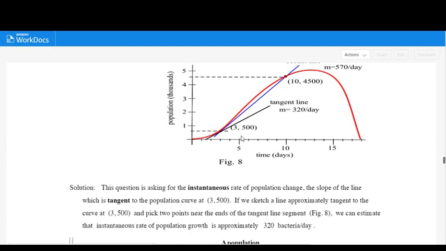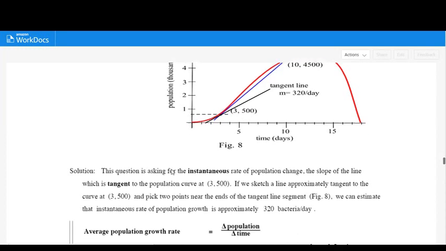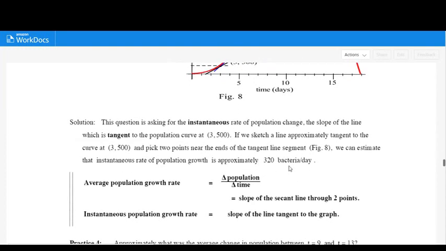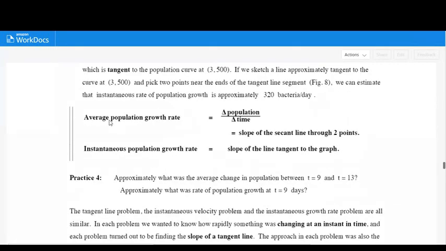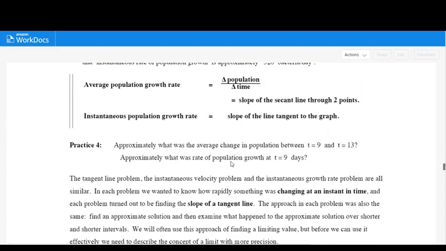So you can choose here, you can choose 4 days dito and then 1,000. You can choose that one and then you can choose another point closer to 3 and 500. Then you can observe there na it is approaching to 320 bacteria per day. So as a whole, the average population growth rate is this one. Increment of population over increment of time or delta population over delta time. So that is the slope of the second line through 2 points. Kung instantaneous naman, that's the slope of the line tangent to the graph. So we have another practice problem here.